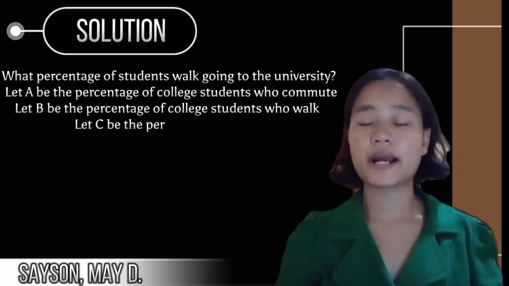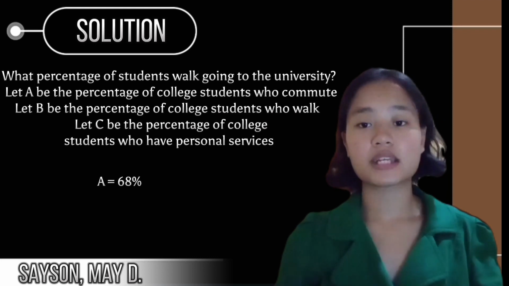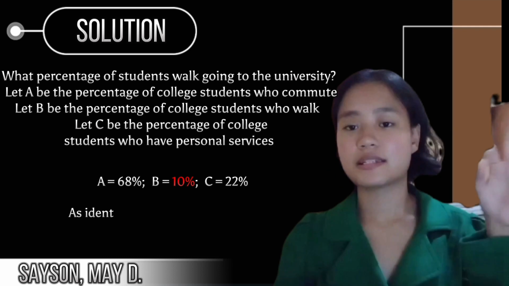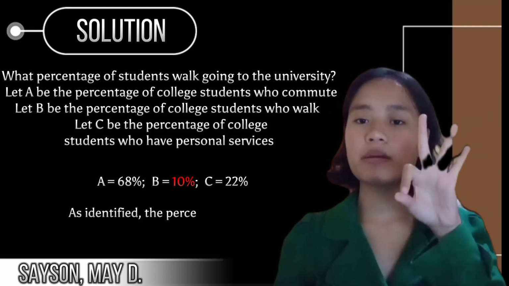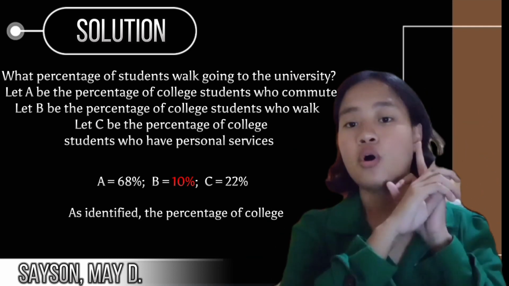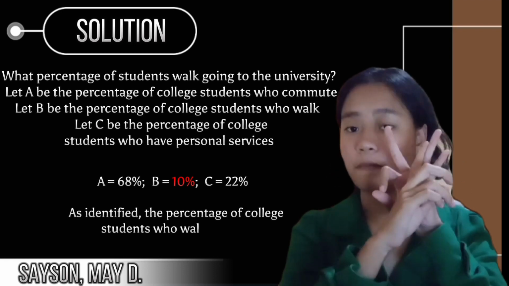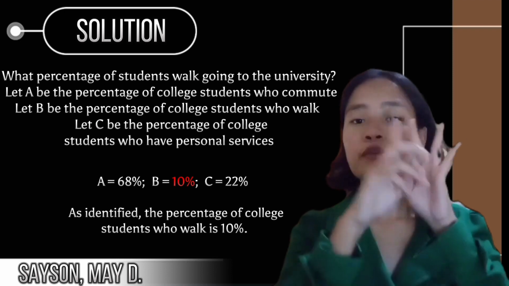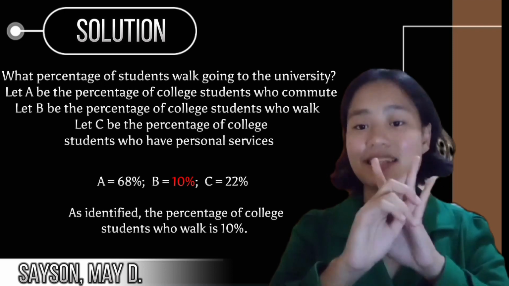Third problem, we have to find out the percentage of students who walk. And this is only by identifying them through the set of values given to us. So we have A, 68%, B, 10%, and C, 22%. And as we remember, the percentage of people who choose to walk is in B, which refers to 10%. So in conclusion, the percentage of people who choose to walk to the university is 10%.